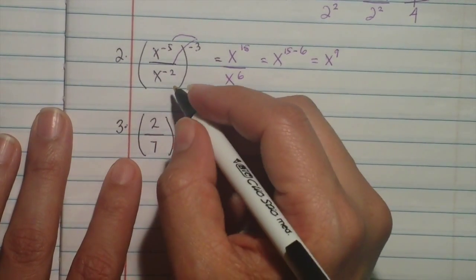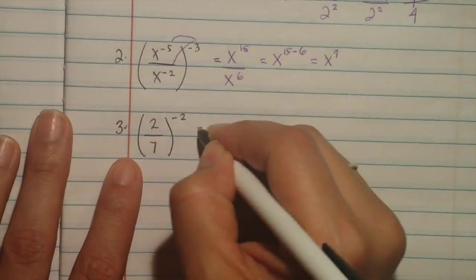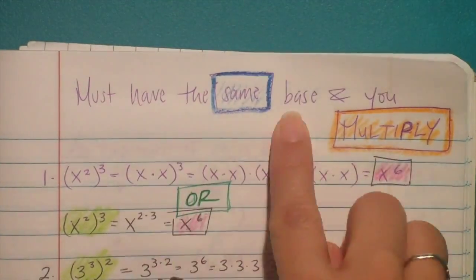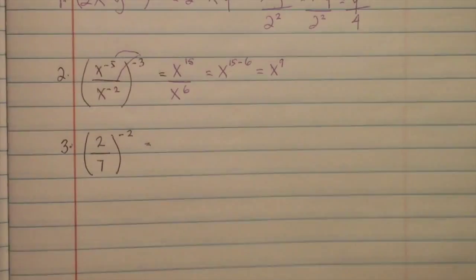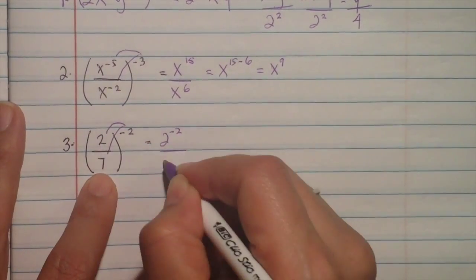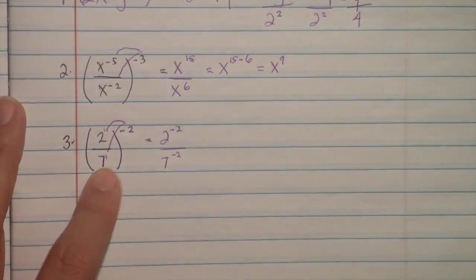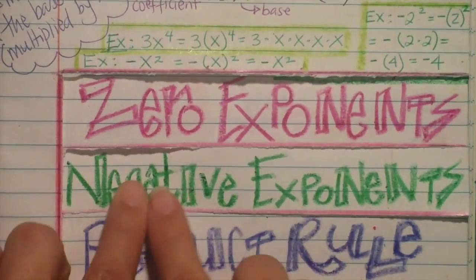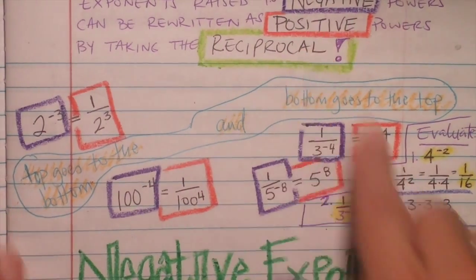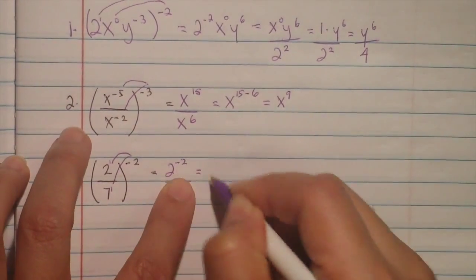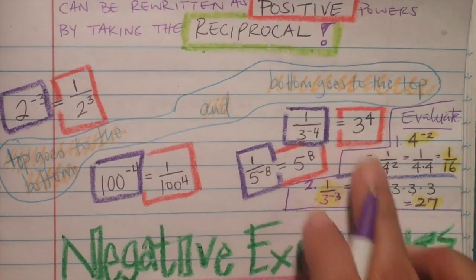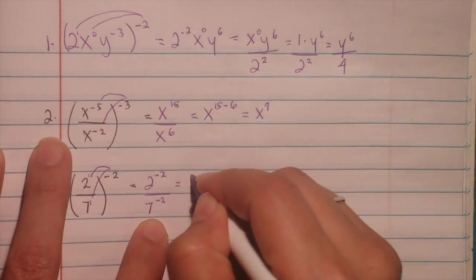Let's take a look at another example. 2 over 7 to the negative 2. Again, power rule, it looks like this. You just multiply. And so let's go ahead and get in the house. So 2 to the negative 2 and 7 to the negative 2. Alright, now what do you notice? You see negatives, so negative exponents. Okay, so just take the reciprocal. Top goes to bottom, bottom goes to top. So top goes to bottom, so that's 2 squared, and then bottom goes to the top. So that's going to be 7 squared on the top.